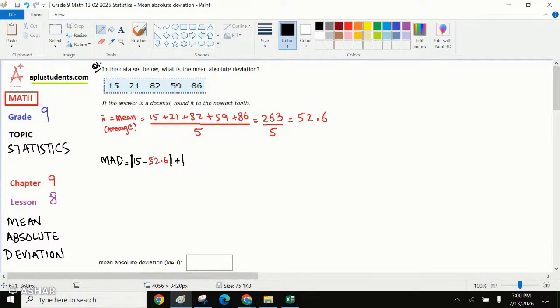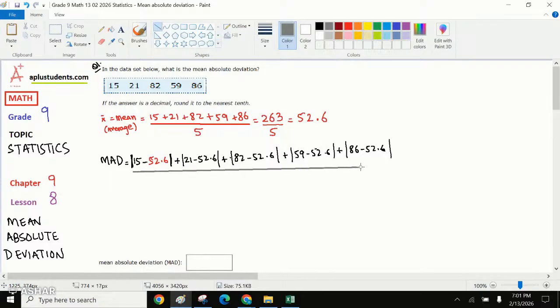Then the next one is 21 minus 52.6 absolute, plus 82 minus 52.6 absolute, plus the next value is 59 minus 52.6, and the last value would be 86 minus 52.6. How many numbers were there in total? There were total 5 values. Agreed?